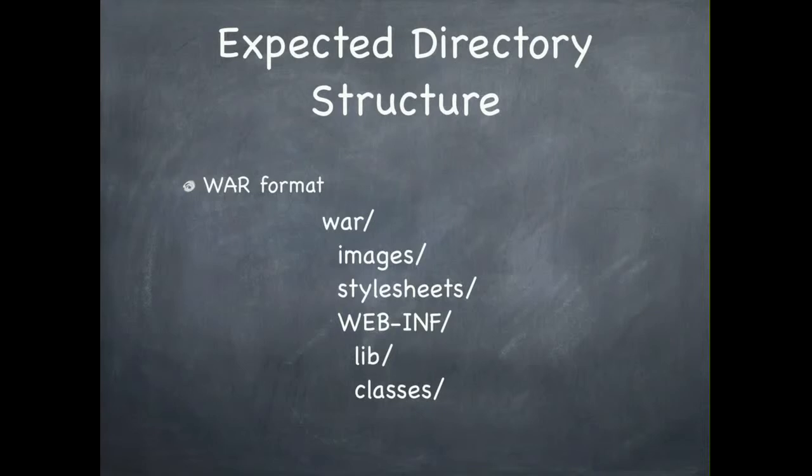Inside of the web-inf directory, there are two directories that should together contain all of the class files and jars that your app needs: a classes directory for your app's specific class files, and a lib directory for any jars that your app needs while executing. Any configuration files, such as the deployment descriptor or app engine config file, are also placed inside of the web-inf directory.